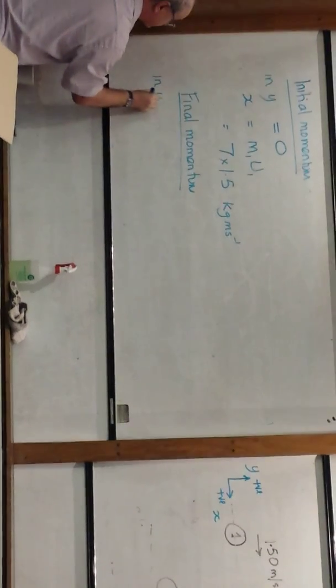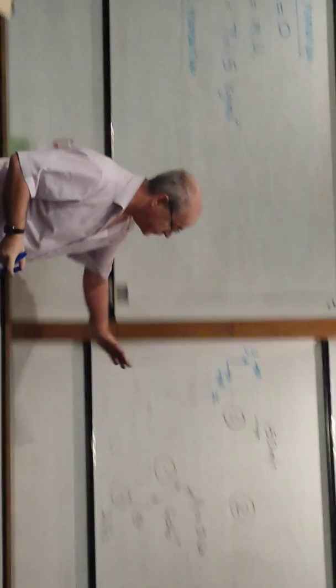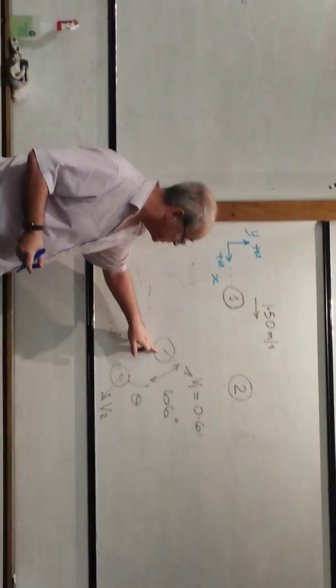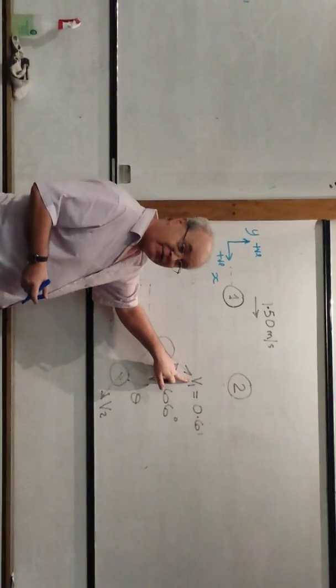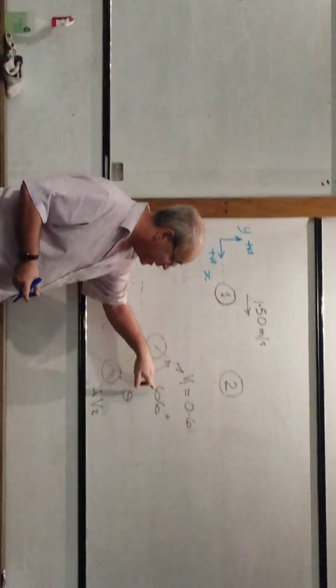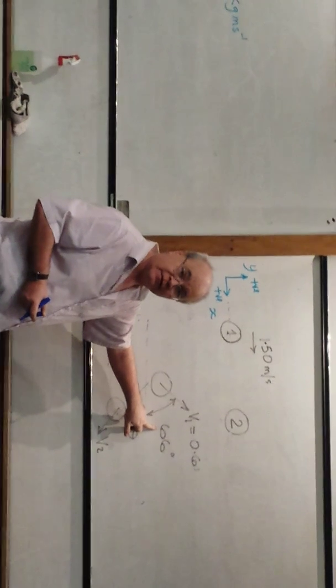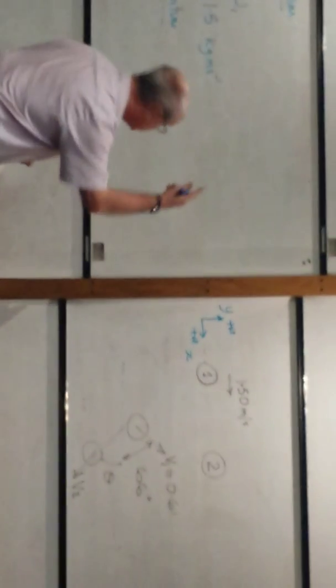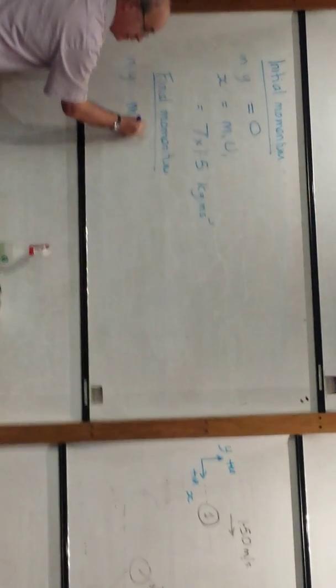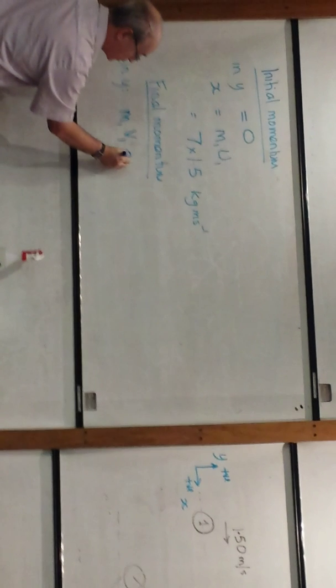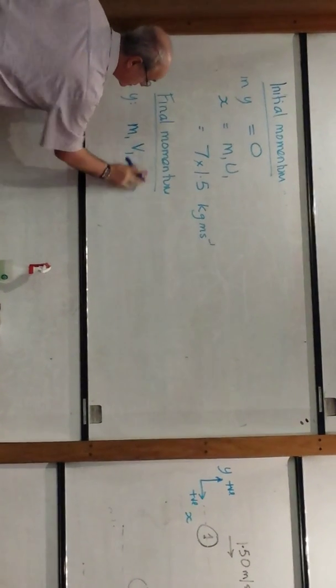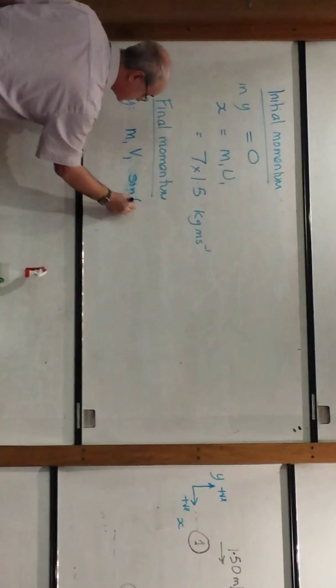In y, what have we got? Well, I have this mass multiplied by that velocity multiplied by sine of that angle vertically. And it's positive because it's going upwards. So I have m1 v1 sine 66 degrees as the momentum vertically.